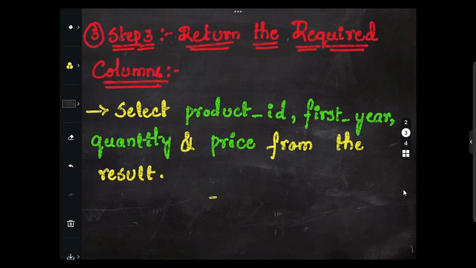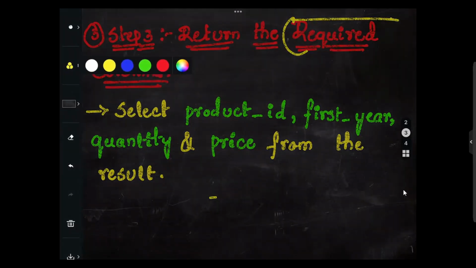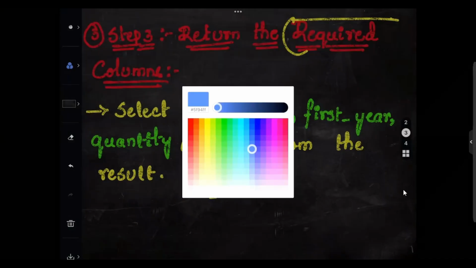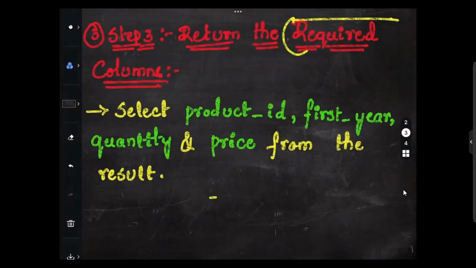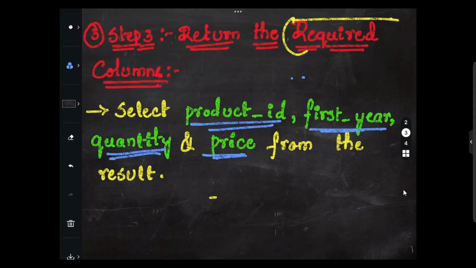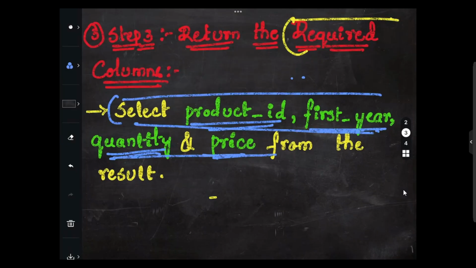So what is the third step here? We will return the required columns. What are the required columns? What are all the things that they have asked in the question? That is nothing but the required columns. So if you remember, the product ID we need to return, and the other things, whatever they have asked in the question. In this case, we will select the product ID, first year, quantity and price. These are the things they have asked. So we will select product ID, first year, quantity and price from the result, right?